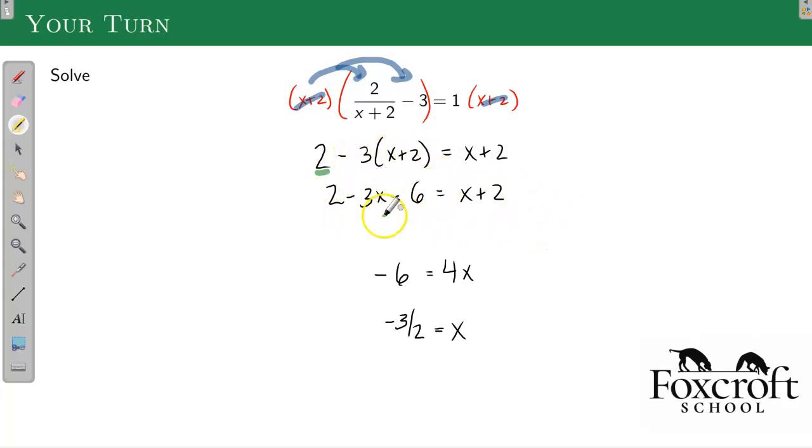And then this is a linear equation. So I got the x's on the right by adding 3x. Got the numbers on the left by subtracting 2. And then just dividing by 4. And that gives me my final answer down there.